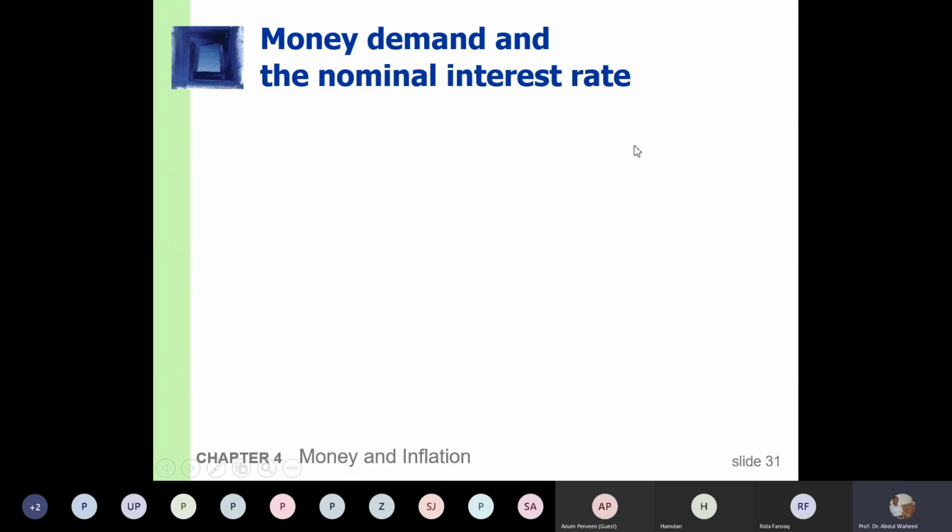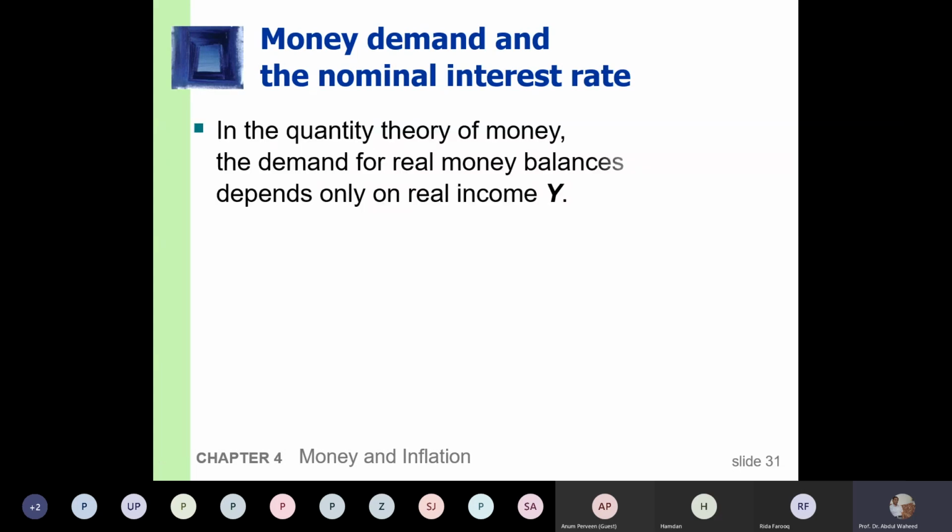Then we have to include the interest rate in our money demand function. Previously we discussed that money demand is a function of what? In the previous model, money demand was a function of real income. Yes, real income. So in the quantity theory of money, the demand for real money balances depends only on real income.